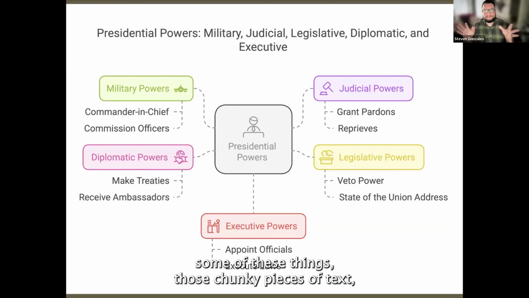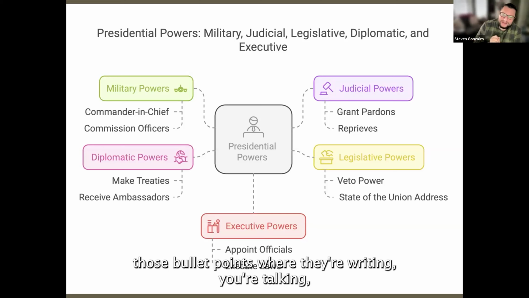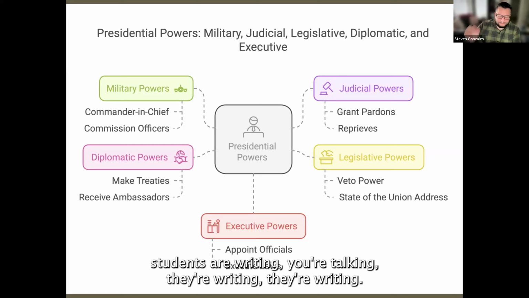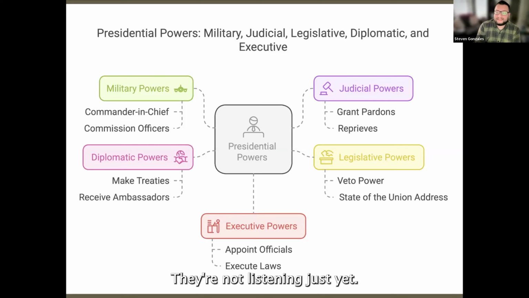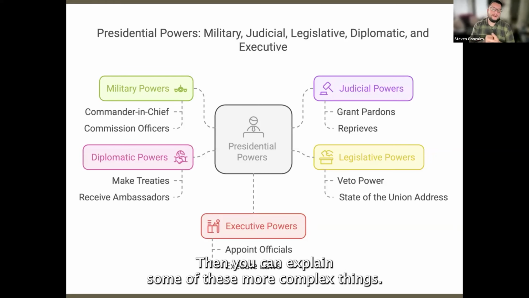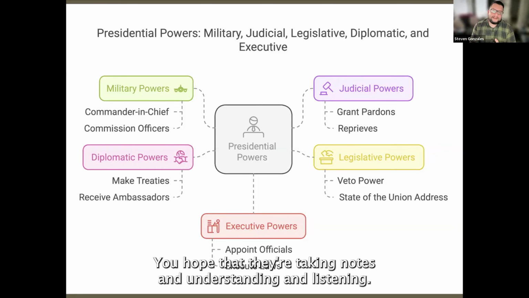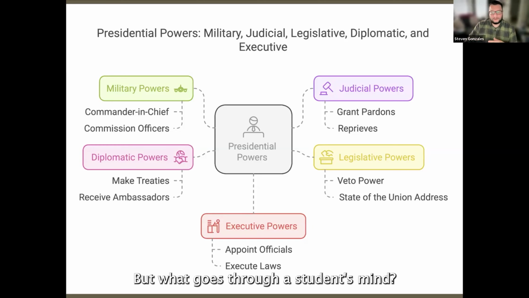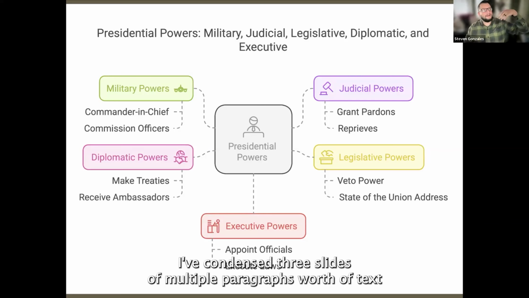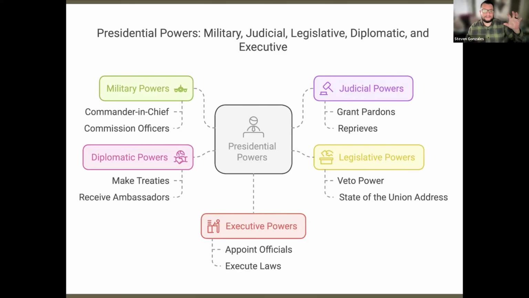Those chunky pieces of text, those bullet points, where students are writing, you're talking, they're writing, you're talking, they're not listening just yet. Everyone writes at a different pace. We have to wait for them to finish writing. Then you can explain some of these more complex things. You hope that they're taking notes and understanding and listening, but what goes through a student's mind? How do I get everything on that page? With this visual, I've condensed 3 slides of multiple paragraphs worth of text into just one handy visual aid.